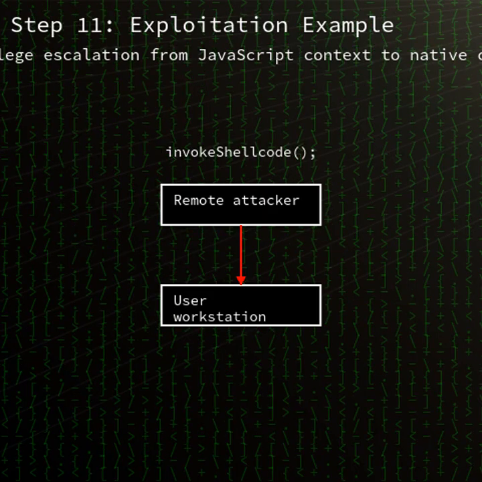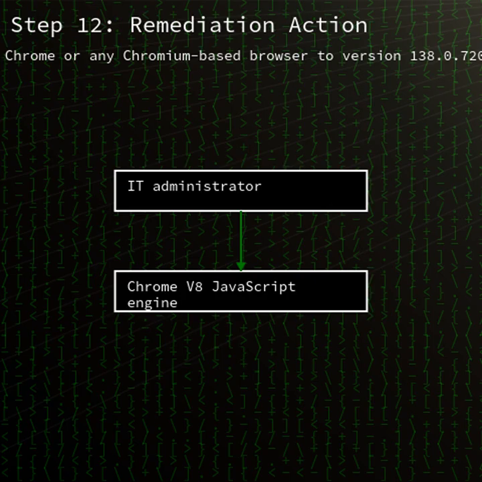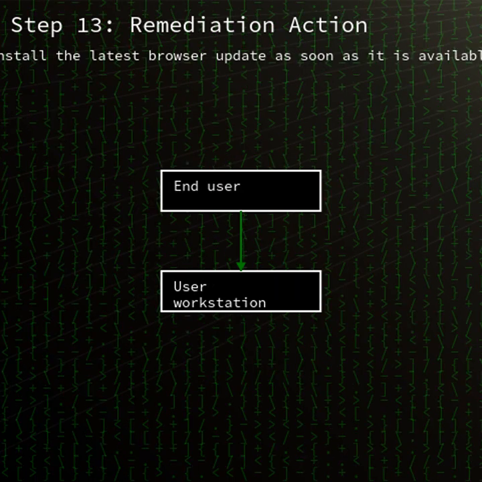If you use Google Chrome or Debian's Chromium, update immediately to Chrome 138.0.7204.96 or later, or apply your distribution's security update to protect against CVE-2025-6554. Stay vigilant for future advisories and always keep your browser current to defend against emerging zero-day threats.